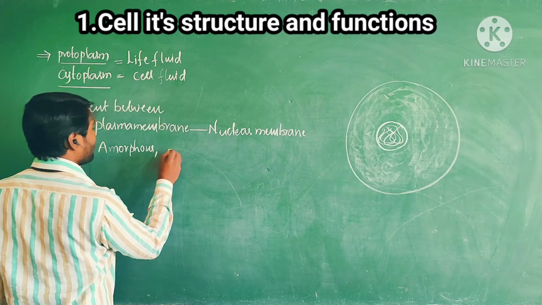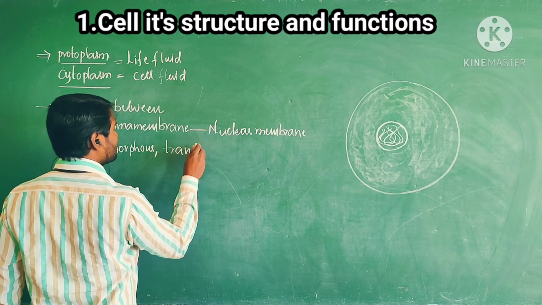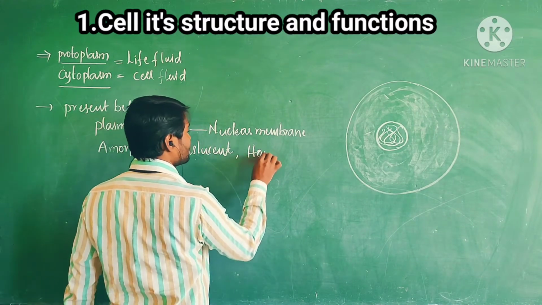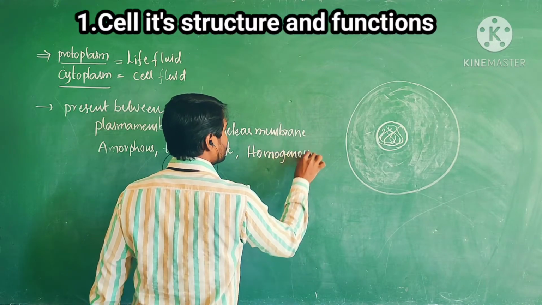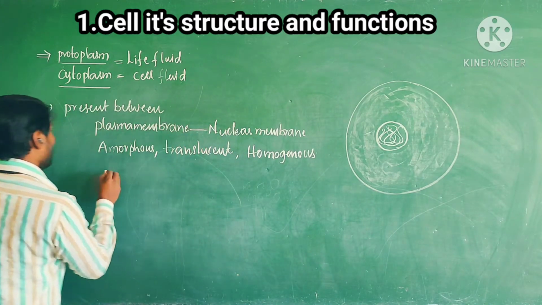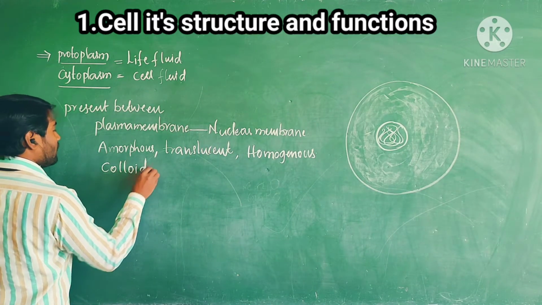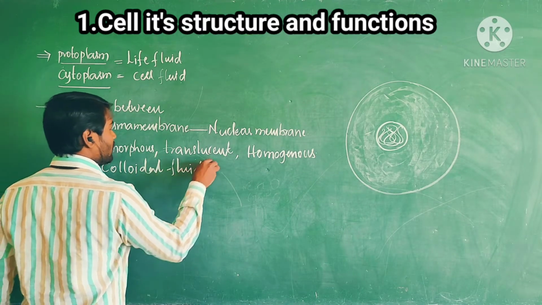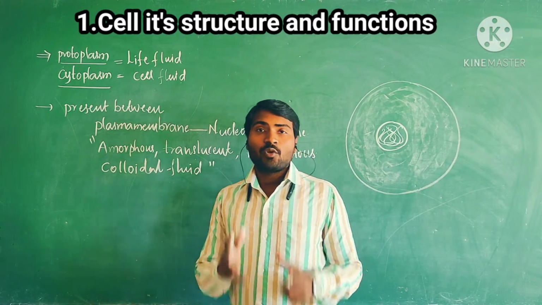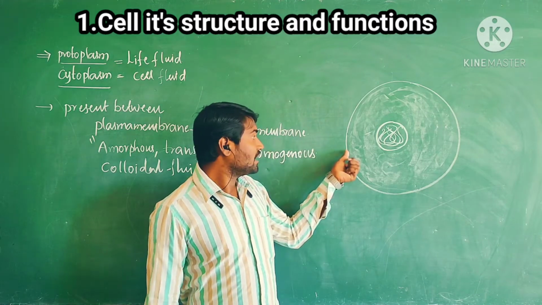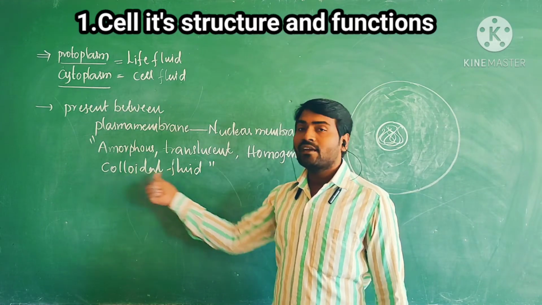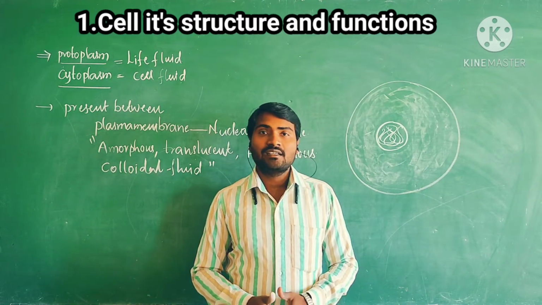So amorphous and translucent, not transparent, it is translucent, and homogeneous. The entire fluid is the same. Homo means same. Homogeneous colloidal fluid is called cytoplasm. How can we define the cytoplasm? The fluid or the matrix which is present between the plasma membrane and nuclear membrane, which is amorphous, translucent, homogeneous and colloidal fluid. Such fluid is called cytoplasm.